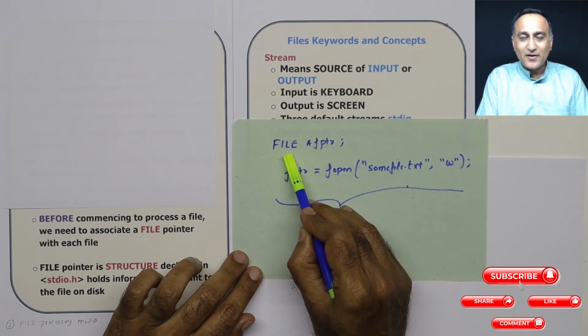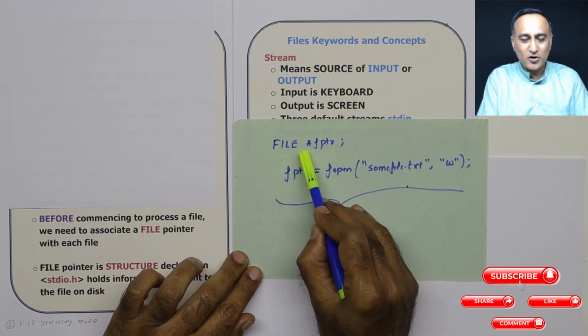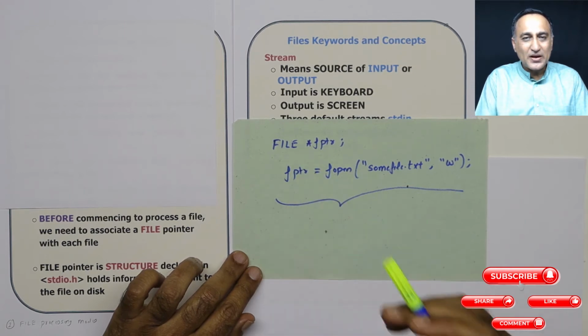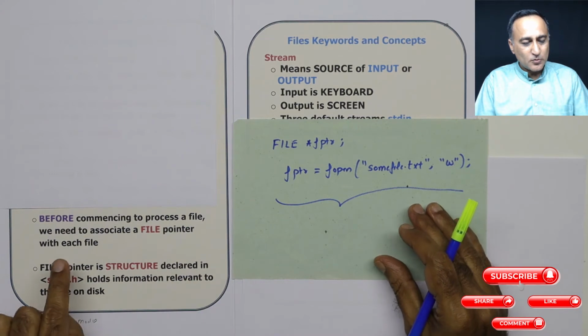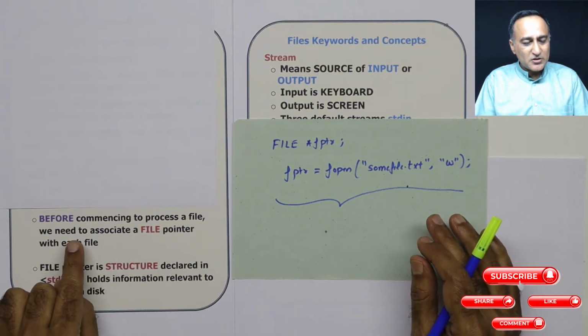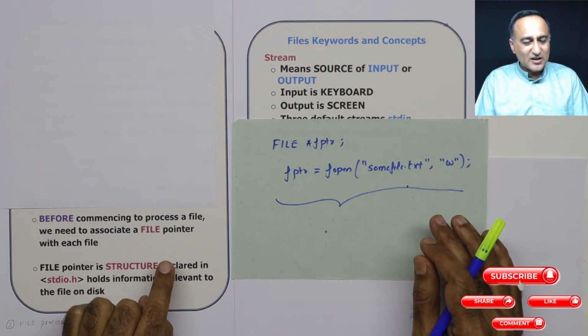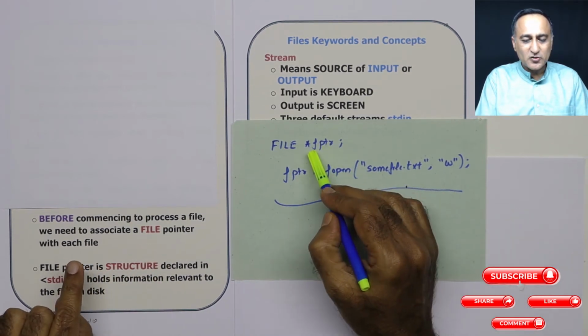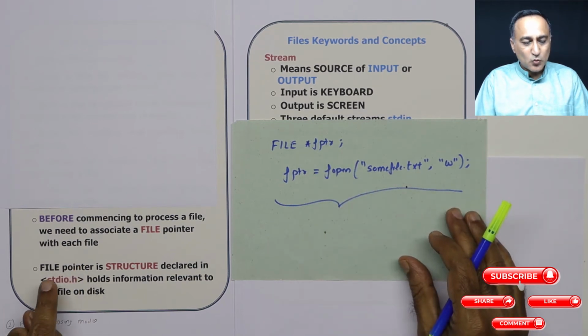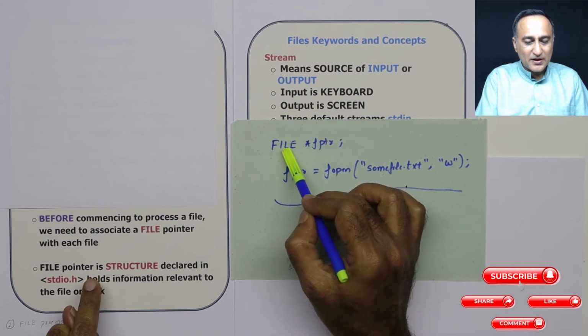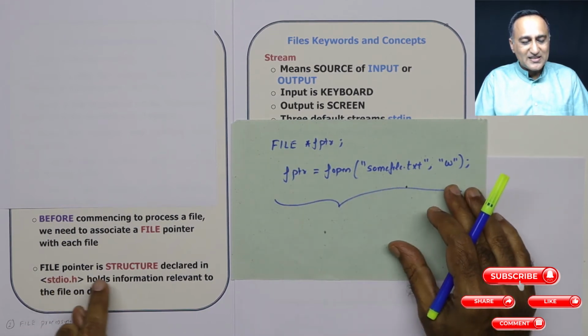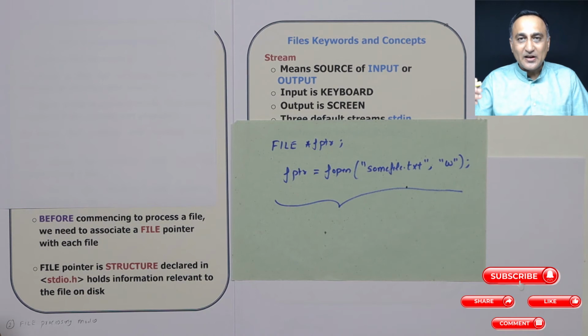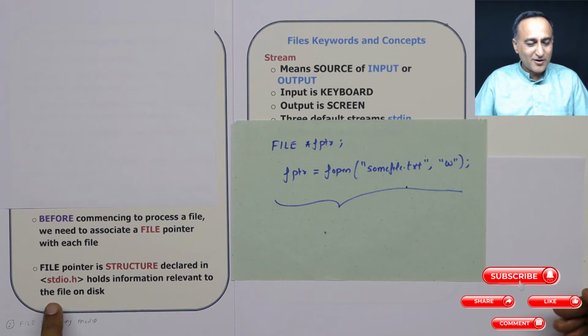So what is this FILE? FILE happens to be a structure which is declared in your standard header file, that is stdio.h. This structure has various information which I'll tell you in a minute. So before commencing to process a file, we need to see that every file is associated with a file pointer. So the *fptr is a file pointer. So what is this file pointer? If you open up stdio.h, FILE is nothing but a structure declared in the header file which contains information required for processing a file on a disk. Now this is a very big word, holds information relevant to the file on the disk.